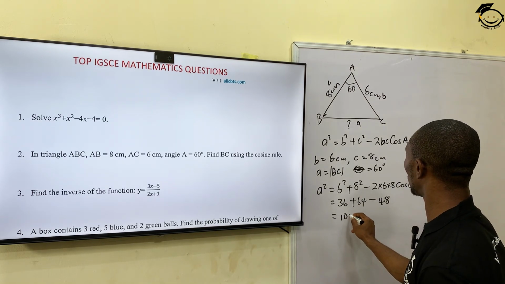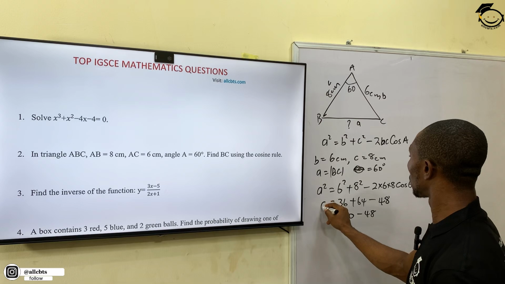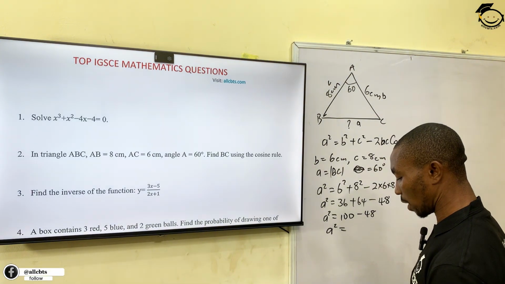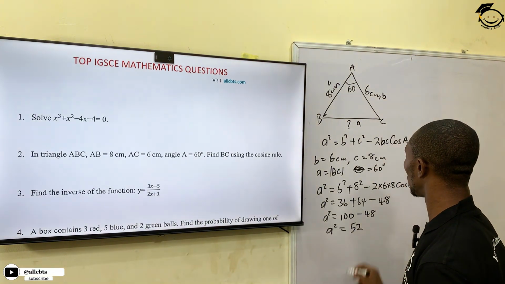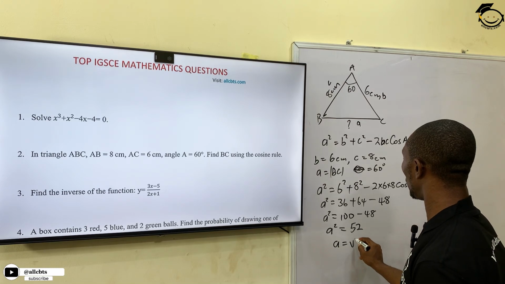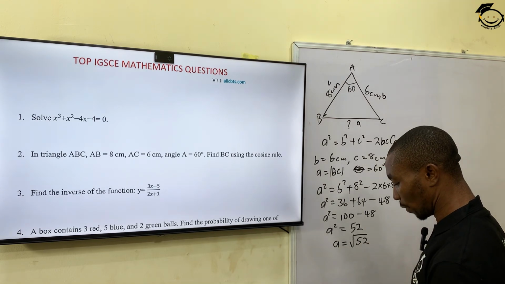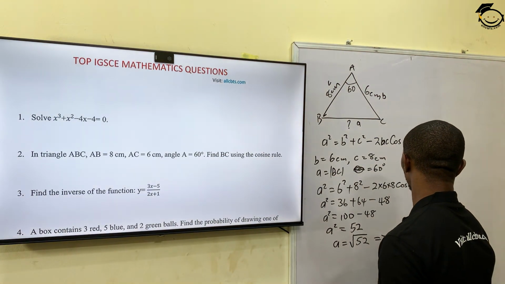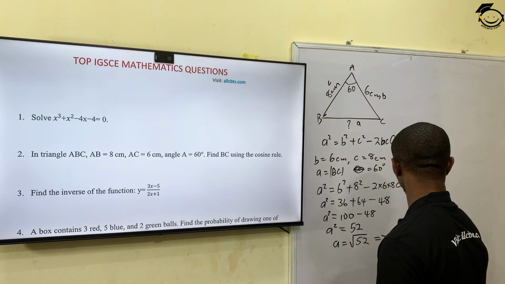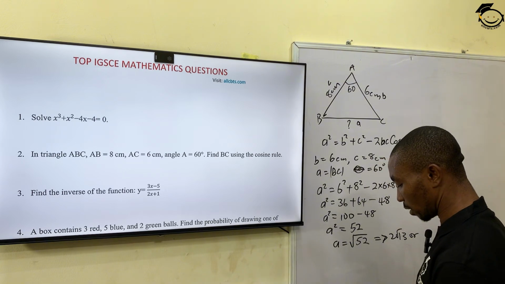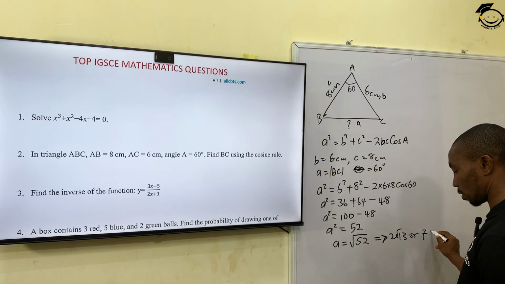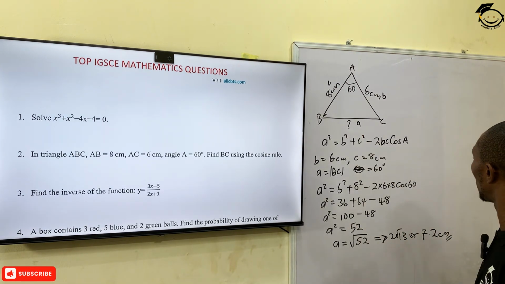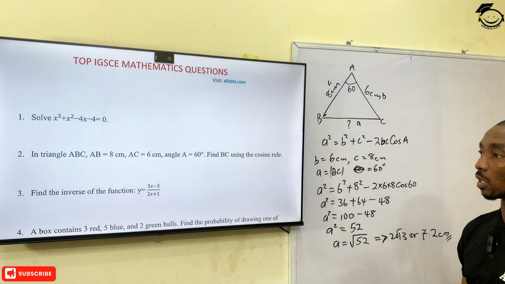All right, this will give us 100 minus 48. So a squared will give us 52. So our a will be root 52, and root 52 would give us 2 root 13, or we'll put it in decimal form as 7.2 centimeters. So the value of BC, which is a, will be 7.2 centimeters.